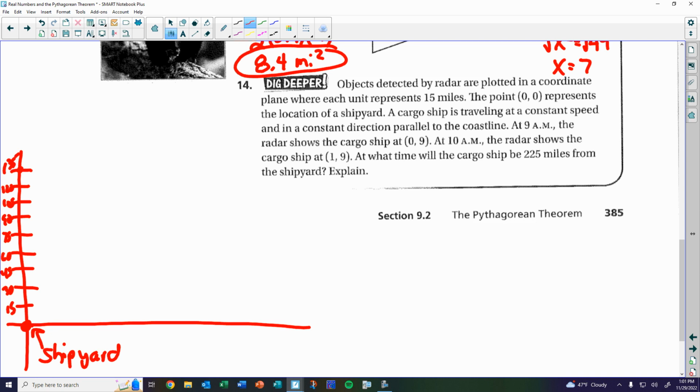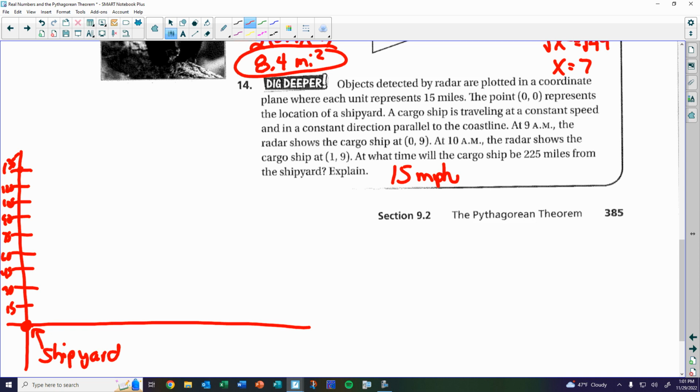That is the y-intercept. All right, at 10 a.m., so an hour later, the cargo ship is at (1, 9). So it's moved one spot over. So basically 15 miles, right? So we just know by that sentence right there that the cargo ship moves at 15 miles per hour. That little bit of information is going to come into play later.